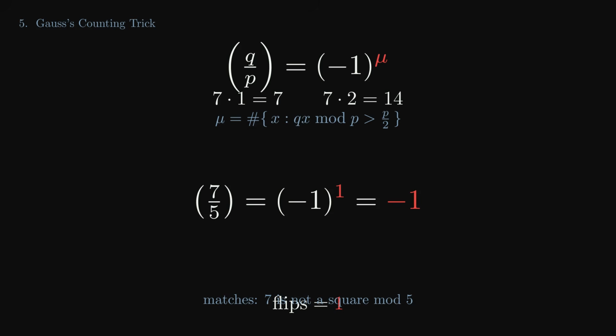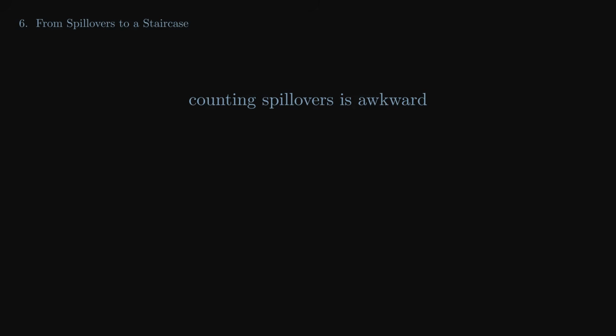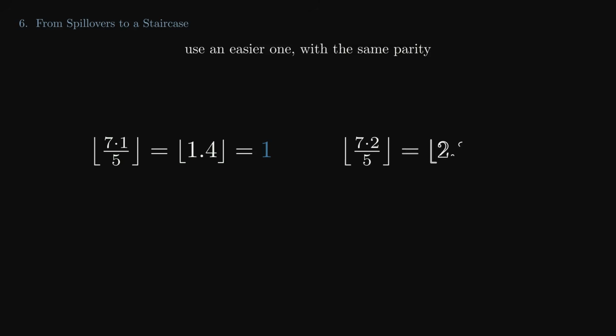Counting spillovers is progress, because spillovers are something we can draw. But there is an even cleaner count hiding underneath, and finding it is the key step. Counting how many products spill over the halfway line is awkward. It turns out there is an equivalent count that is far easier to picture. For each multiple, instead of asking whether it spilled over, ask a different question. How many whole multiples of 5 fit inside it?